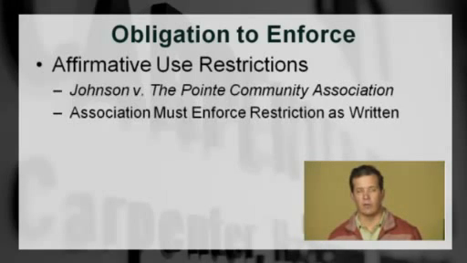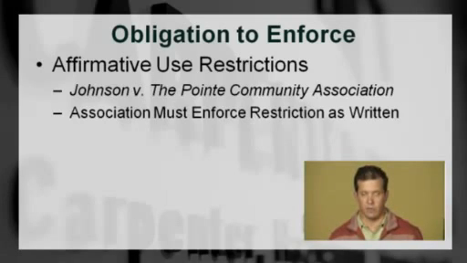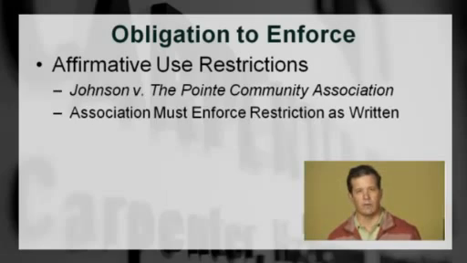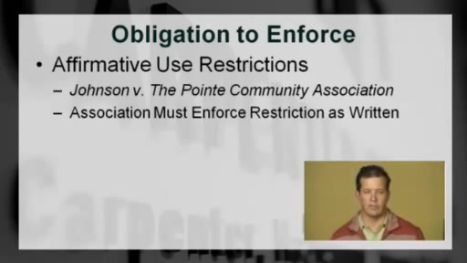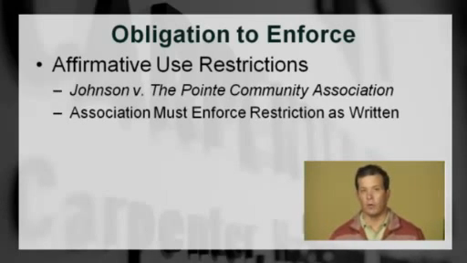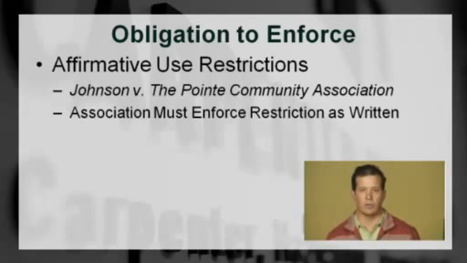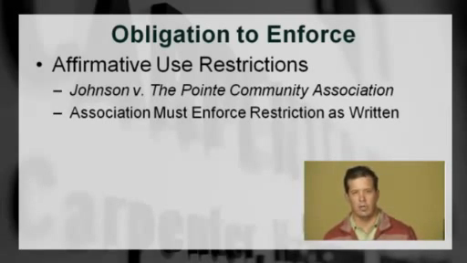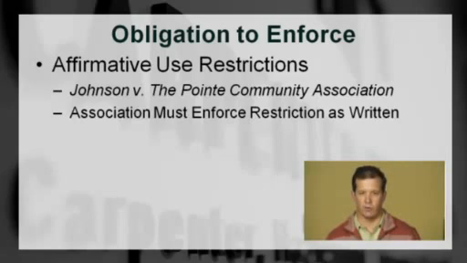First of all, before we get started, you're going to have to understand that there are two different types of obligations that the association has to enforce its documents. The first is the affirmative use restrictions. What is an affirmative use restriction? It's when in the documents the restriction says that the association must do something or shall do something. For example, a homeowner shall not park in the streets. A homeowner must submit an architectural application before they make improvements to their property.